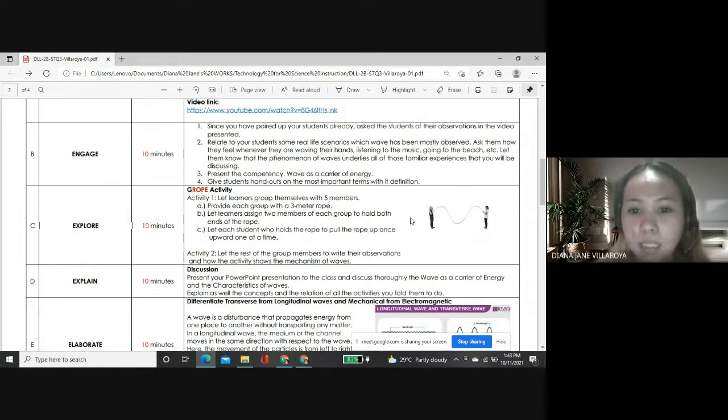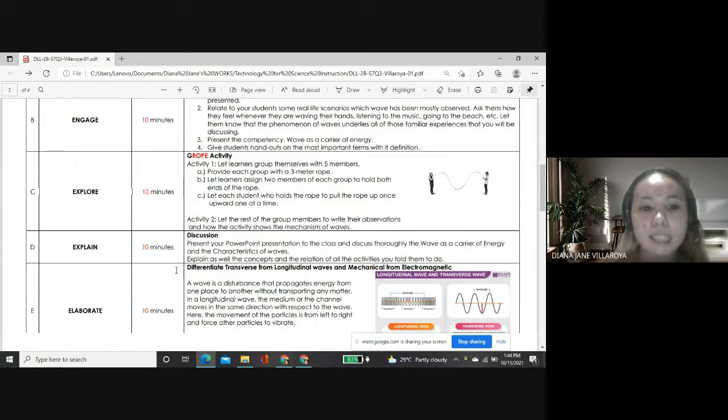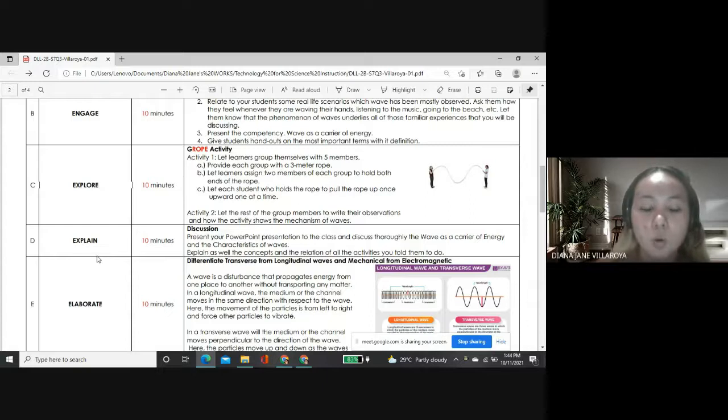So as you can see beside the picture, the students should execute the activity like this. The rest of the group members write their observations on how the activity shows the mechanism of waves. And next is explain. You're going to present your PowerPoint presentation to the class and discuss thoroughly those words or terms that you have encountered during the previous activity.